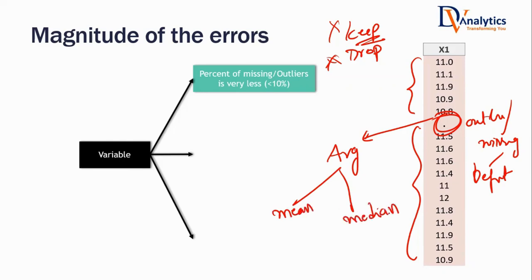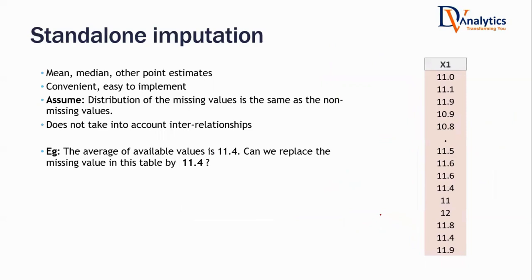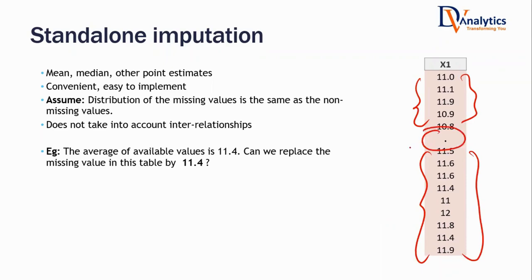Out of these two averages, which one is safer to replace that with? Median. Median will be safe, right? Yes or no? So that 3% issues or less than 10% issues, you can replace them with mean or median, or generally median is preferred. This is known as imputation, or standalone imputation. Depending on this variable, for the rest of the values, you are imputing, substituting the missing or default or outliers with the average, especially the median value.